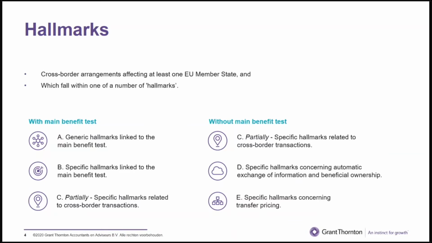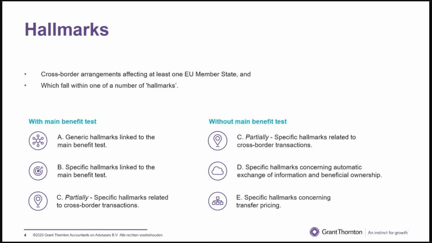Now, I don't want to make it too technical, but I do want to give a brief overview of the five hallmarks to give you a bit of an idea of what these hallmarks are and what you should think of. So category A, again with this main benefit test, are generic hallmarks, which, for instance, have agreements with intermediaries. An example given under A is where an intermediary has an agreement with a taxpayer that the fee the taxpayer is paying him depends on the tax advantage gained with the arrangement. That is a reportable transaction, provided the main benefit test is met.